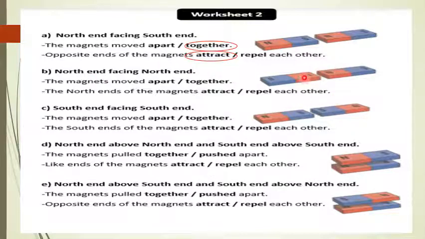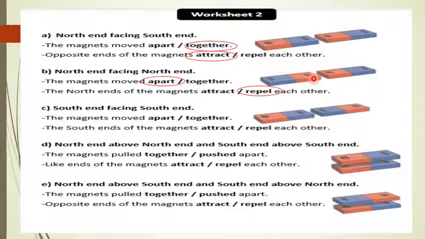So two similar poles or ends are facing each other. The magnets moved apart or together. Again, apart means far away from each other. Together means closer to each other. So in this case, the similar ends move apart. Very good. The north ends of the magnets will attract or repel each other. They will repel each other.